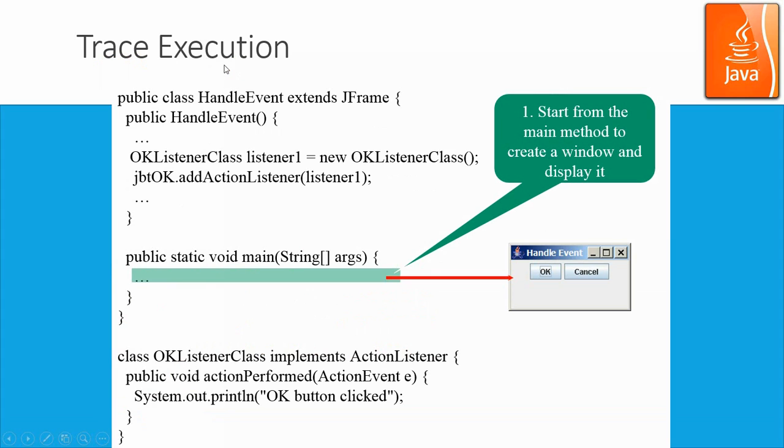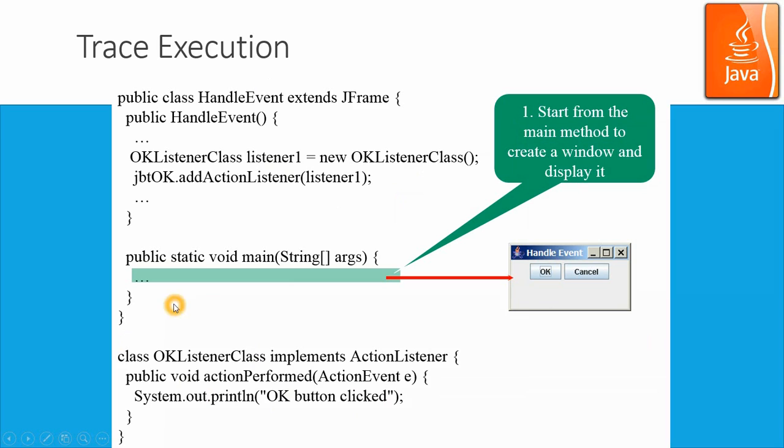Let's look at the execution of event-driven operation. We have a class called HandleEvent. That is one JFrame. And in this JFrame, it will create one frame with two buttons, OK and Cancel. So the OK button will need to have one OK listener class, and this OK listener class is registered with the OK button. So this OK button is associated with the listener1 object, which is an instance of the OK listener class over here, and there is a handler method over here. It will print out OK button being clicked.